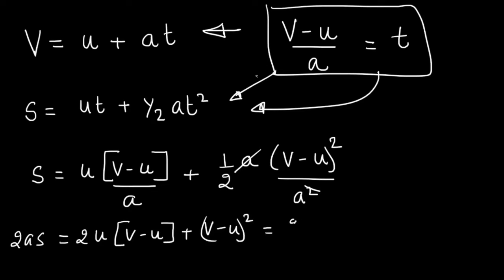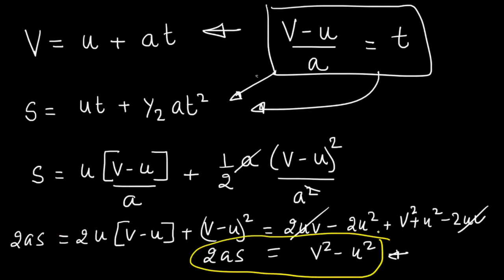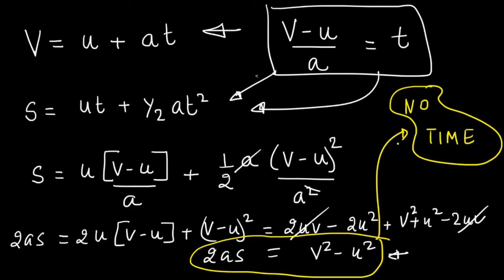Now this gives me 2uv minus 2u square plus v square plus u square minus 2uv. This gets cancelled, and what I'm left with is v square minus u square is equal to 2as. Right, so here's a new kinematic equation, and the highlight of this equation, I'm going to write it here, is very important: no time. That's the real key feature of this new kinematic equation.